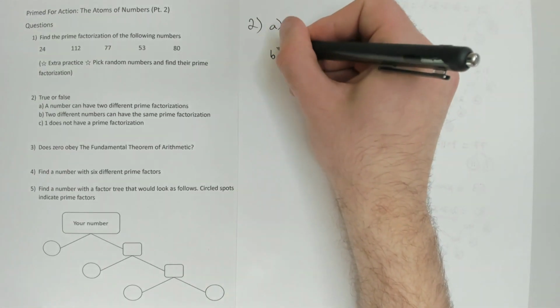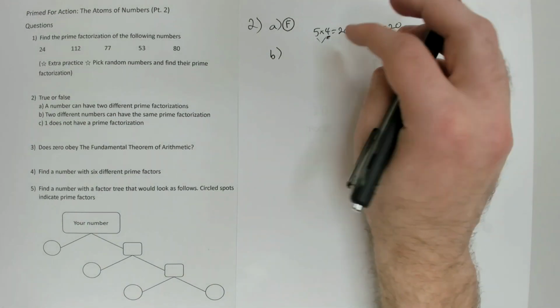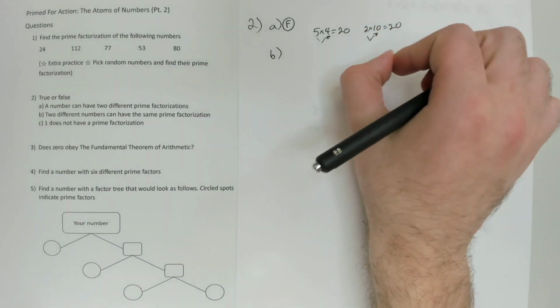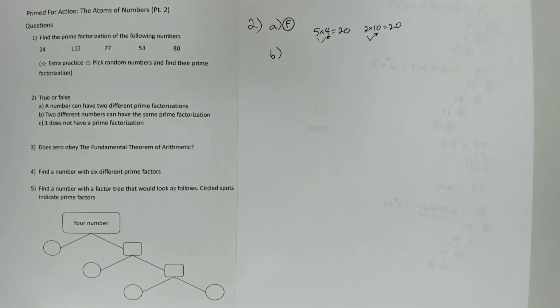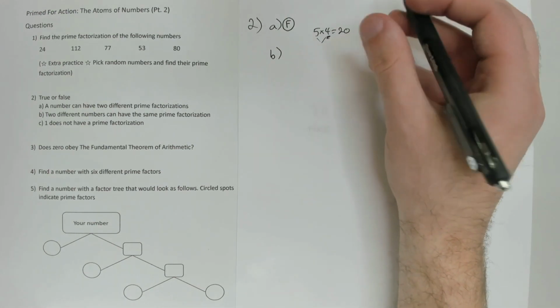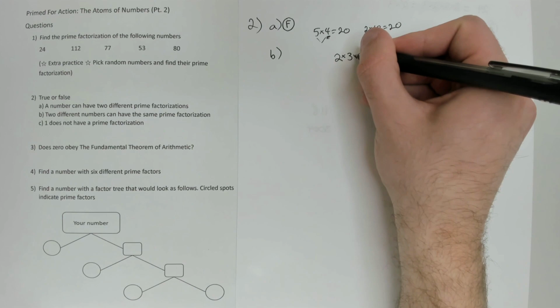All right, let's go into part B. 2 different numbers can have the same prime factorization. So if I take 2 different numbers, so numbers that aren't equal to each other, do you think it's possible for them to have the same prime factorization? Well, let's say I have the prime factorization 2 times 3 times 7, right?